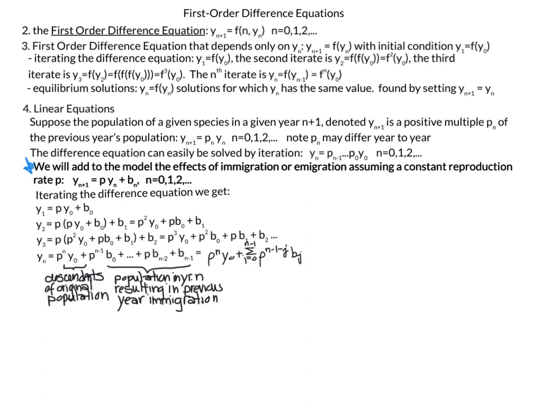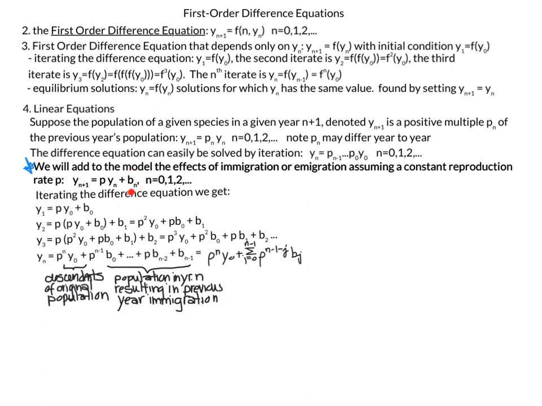And look, here we have more complication. Actually, we're not going to call this complicated. We're going to call it sophisticated. We're adding more sophistication to our model. So anyway, I just moved up our information, y_{n+1} = ρ_n y_n, but we're sticking with the case where ρ is constant. And we're going to add the effects of immigration or emigration, assuming a constant reproductive rate ρ. So here it is, y_{n+1} = ρ y_n + b_n.